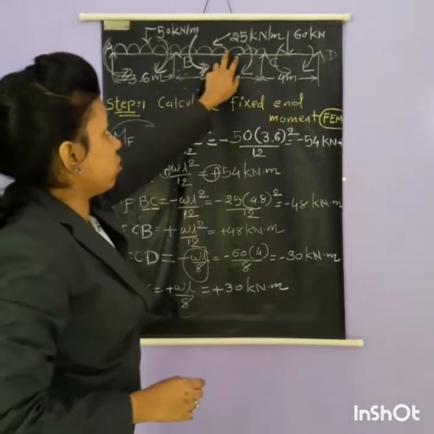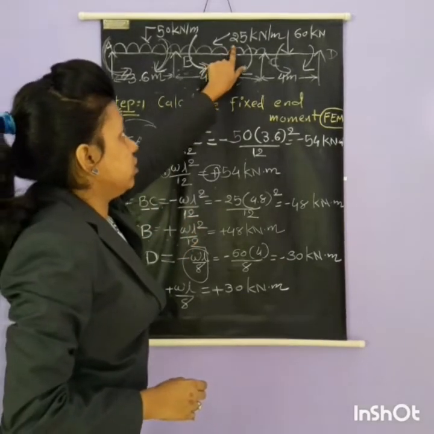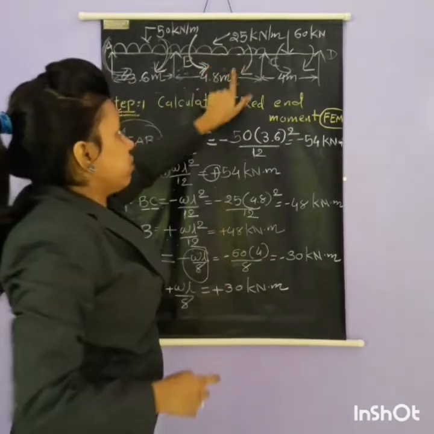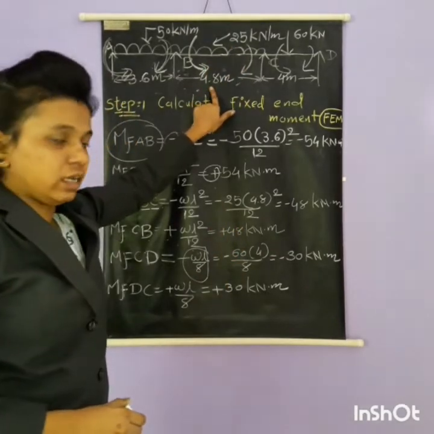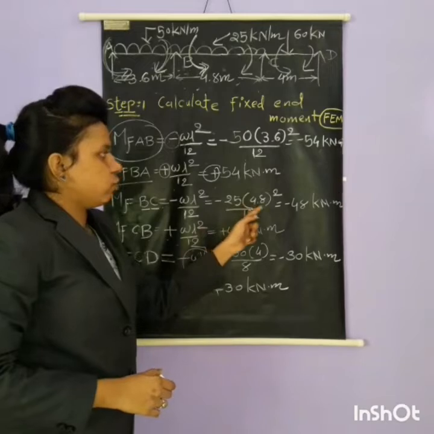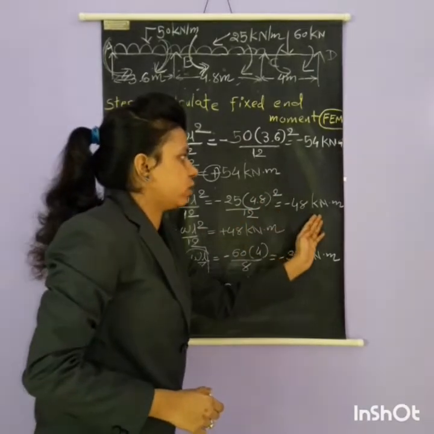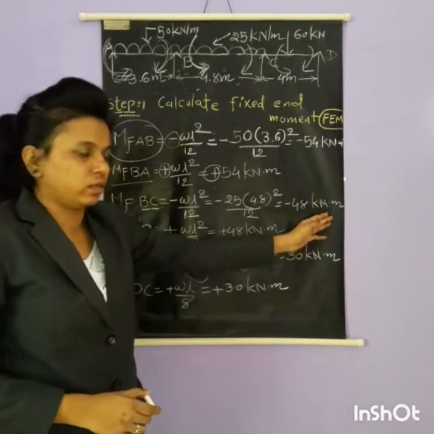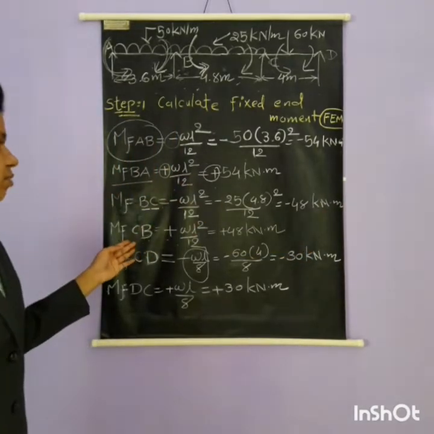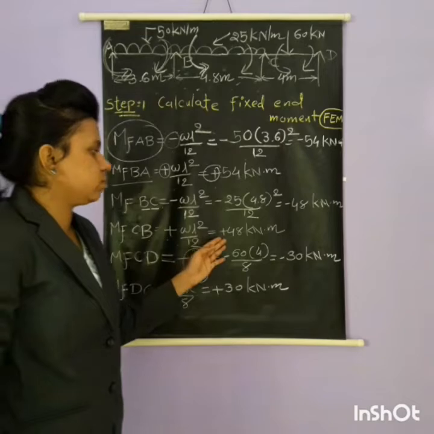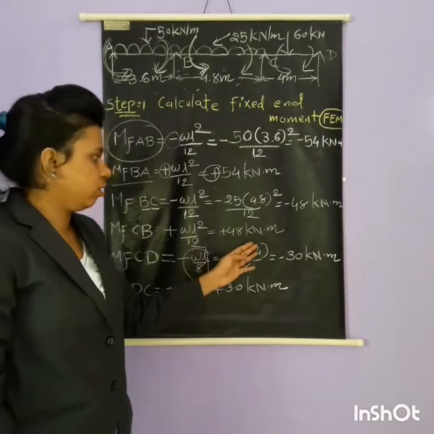All the values of BC are here, where W is 25 and L is equal to 4.8. 25 into 4.8 square divided by 12. The answer will be minus 48 kilonewton meter. Same thing for MFCB, which is plus 48 kilonewton meter.